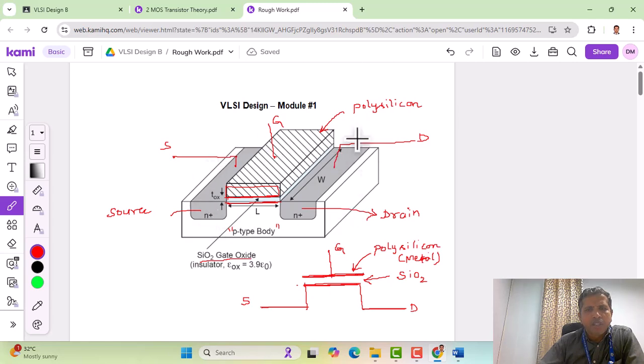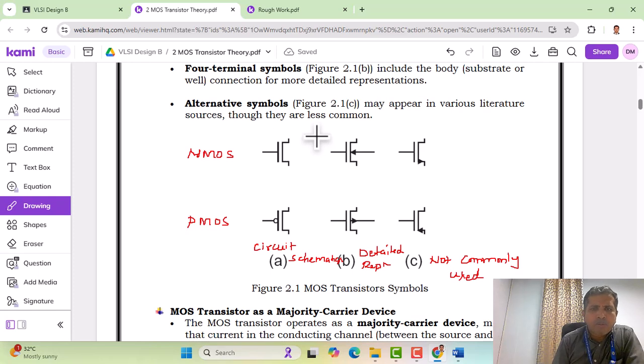This is a 3D structure of a MOSFET, an NMOS transistor. So the same thing here: we have a gate and source, and the upper one is the drain. The empty space here is nothing but silicon dioxide, and this plate that I've shown is nothing but a metal, or here we can call it polysilicon. So this is the three-terminal symbol, which is widely used in circuit schematics.